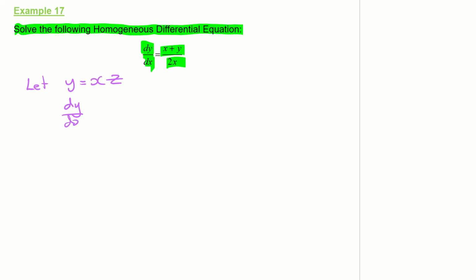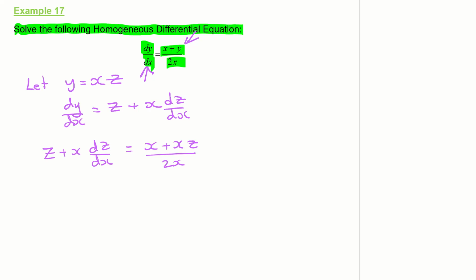That means dy/dx is, using the chain rule, z times dx/dx, which is just 1, so that's z, plus x times dz/dx. So we're just using the product rule there. And so what we end up with is z plus x dz/dx, replacing the dy/dx, and then y equals xz would give us (x plus xz) over 2x.